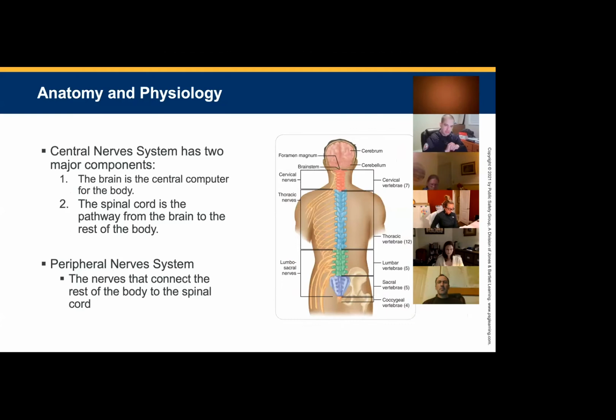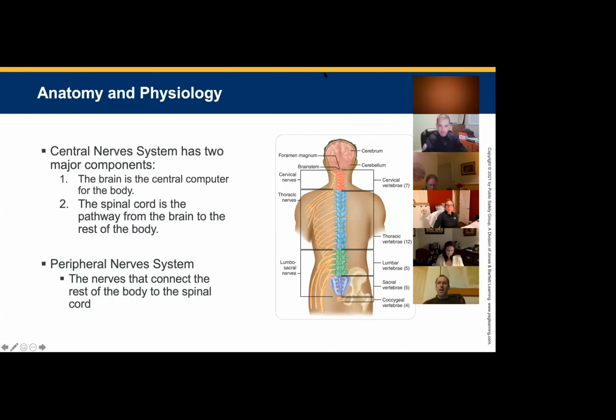So the central nervous system has 2 major components. The brain is basically the central computer, and then the spinal cord is a pathway from the brain to the rest of the body. And then we have the peripheral nervous system, and these are the nerves that connect the rest of the body to the spinal cord. So we have peripheral nerves.